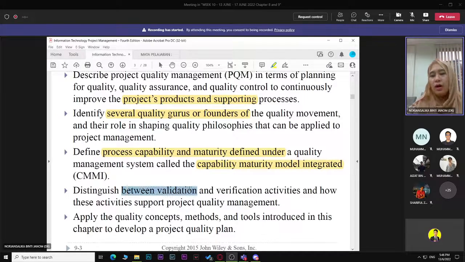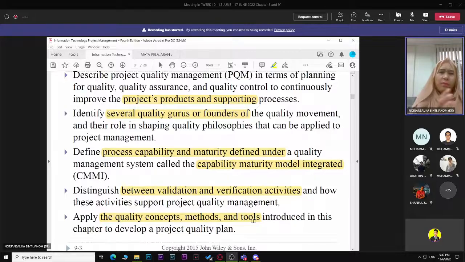Of course, you need to know the differences between validation and verification. These two processes are to ensure that the project follows the quality based on the needs of the user, the needs of the customer of the system, right? And last, what are the quality concept tools that will be used to be applied throughout the project? So what I can say, chapter 9 is actually the wrap up of what you have learned in the 10 body of knowledge.